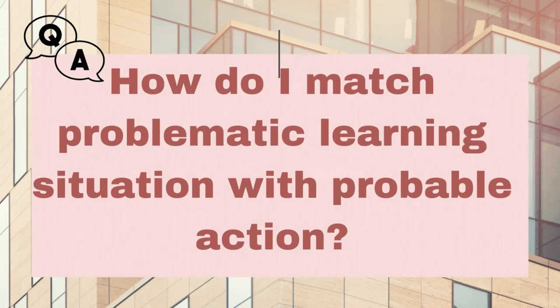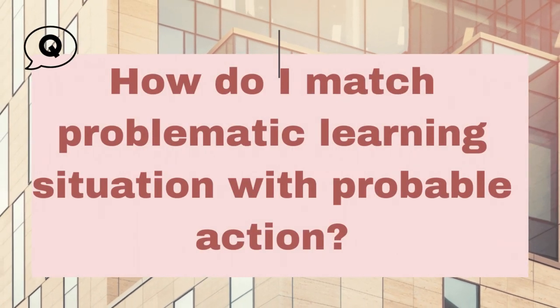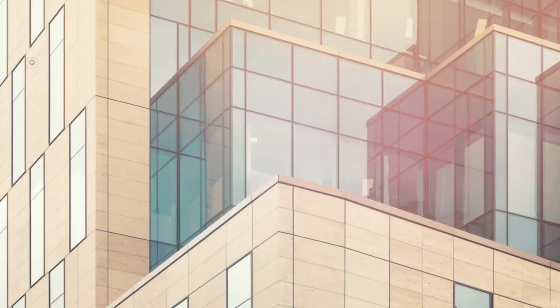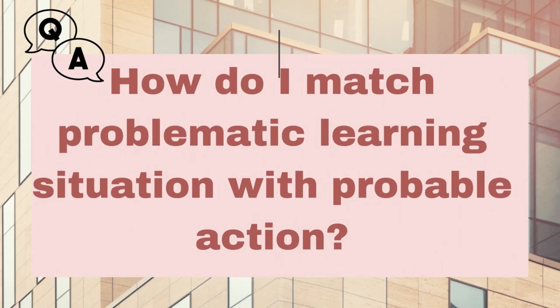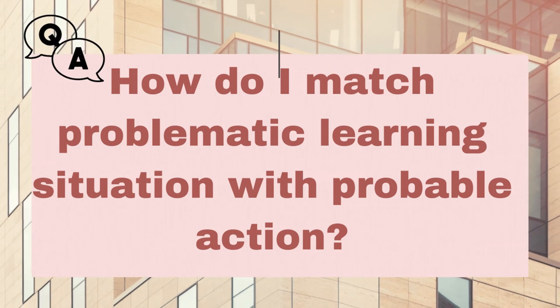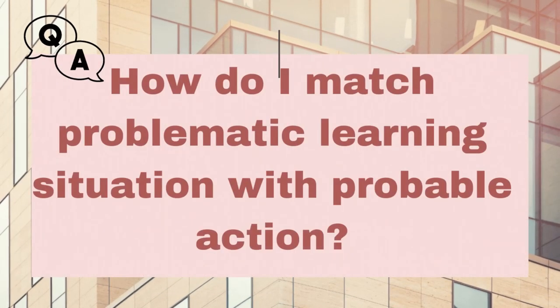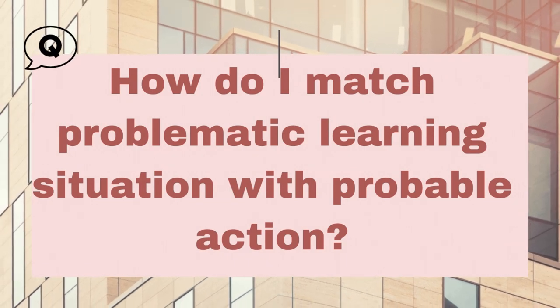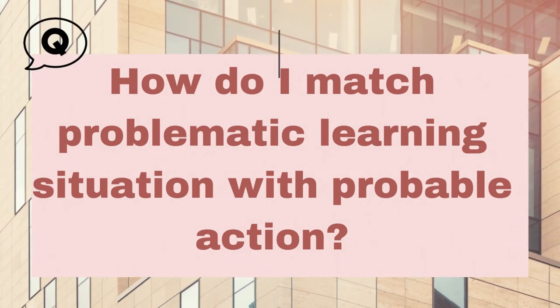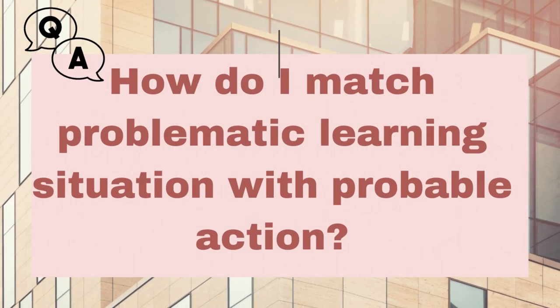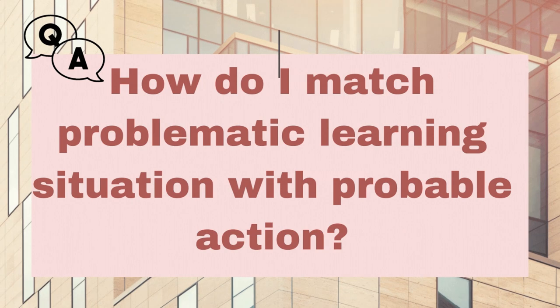How do I match problematic learning situation with probable action? First, identify the problem. Where can one find problems? Everywhere. They can be initially detected from observations and experiences, which are the processes which you are into now. What makes it a problem? Get your facts straight. Have you read a corpus of researches to frame your possible questions? Which reputable references are your sources of information? Do you have enough evidence to support your action research's claim of action?